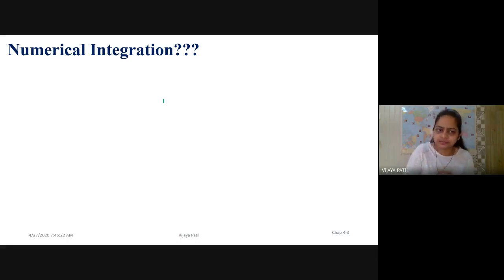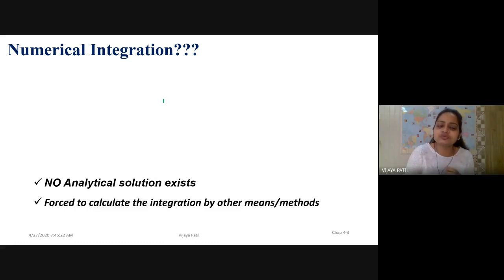But before going to that, let me tell you why numerical integration. Why not analytical integration? The first reason to go for numerical integration is that no analytic solution exists, and the second is if we are forced to calculate the integration by other methods. For example, consider the integral of e to the power x square dx, from 0 to 2, and try to find the analytical solution.